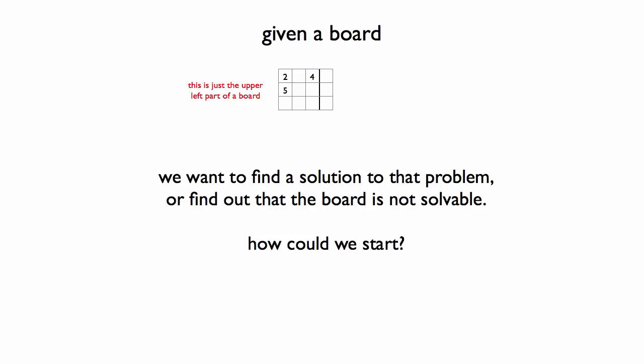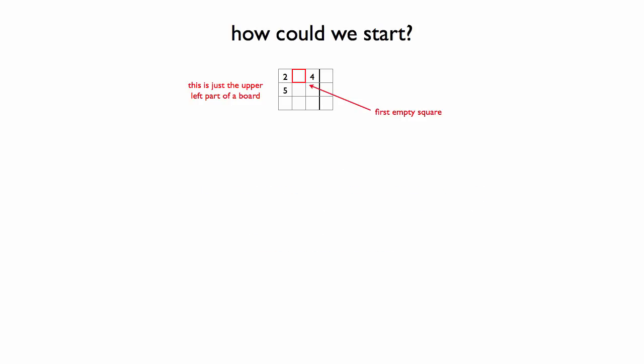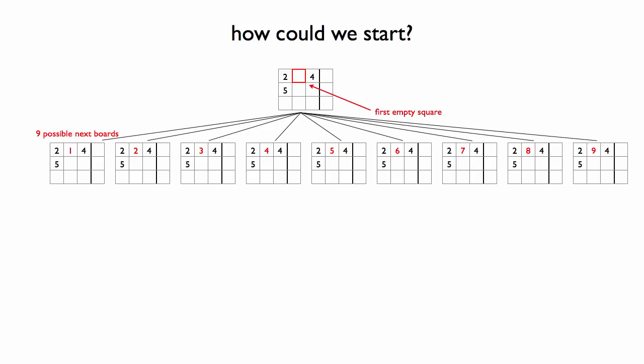Well, the idea behind brute force search is, here's the first empty square. That's the first place where there's not a number. What if I take that square and I fill it in with all possible values? That gives me 9 possible next boards, because I basically fill the empty square with 1, 2, 3, 4, 5, 6, 7, 8, 9. Now, of course, some of those boards are immediately invalid, right?